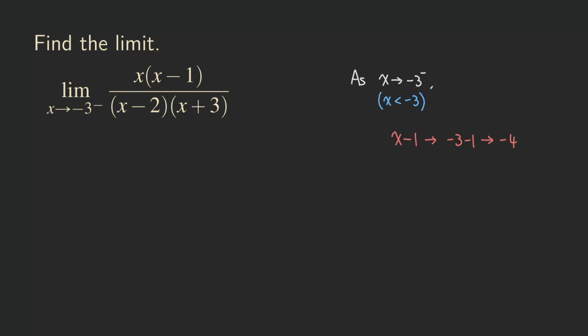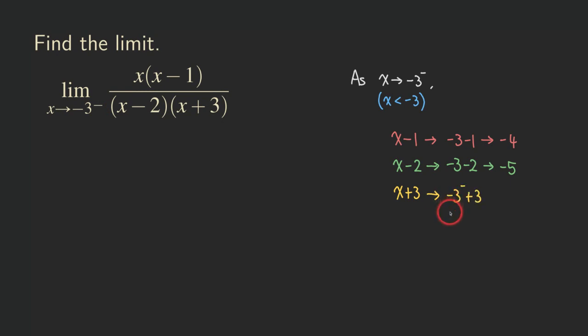The other factor is x minus 2. When x is approaching -3, this factor is approaching -3 minus 2, and so that's approaching -5. Now we have those ones, and the one that we need to worry about the most is the x plus 3. When you replace the x by -3, it's -3 and then plus 3.